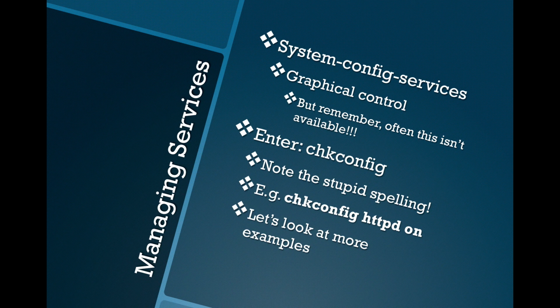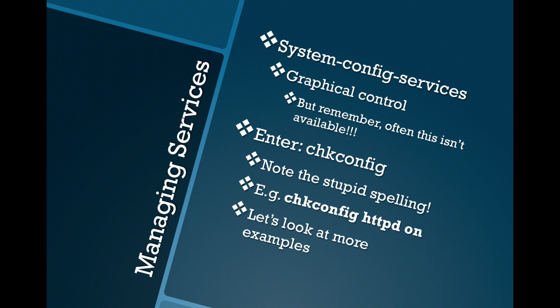So in this example, we have chkconfig httpd on. What that would do is turn on the service called httpd, which is actually the Apache web server. It's not important that you know that. But it would turn that on for run levels 3 and 5, because we didn't specify which ones. We just said turn it on.